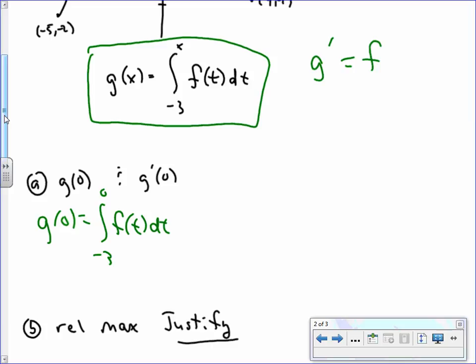And does anybody else notice anything about the definite integral values? Do they go in order?